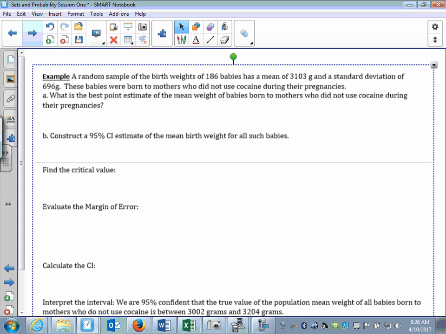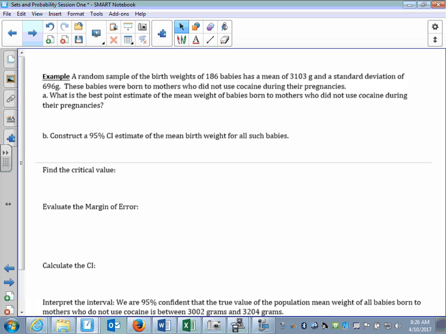Let's go play. We've got a random sample of birth weights of 186 babies, has a mean of 3,103 grams and a standard deviation of 696 grams. These babies were born to mothers who did not use cocaine during their pregnancies.